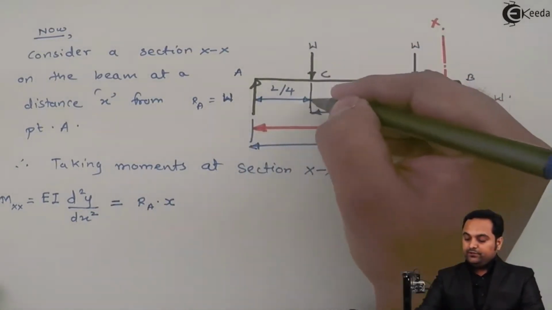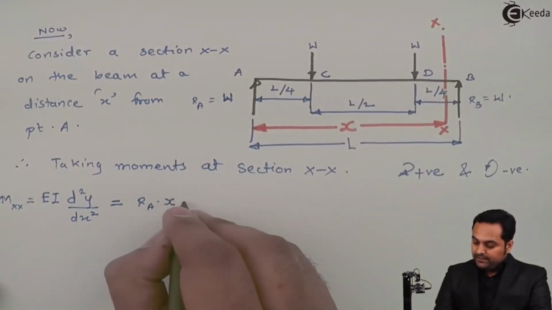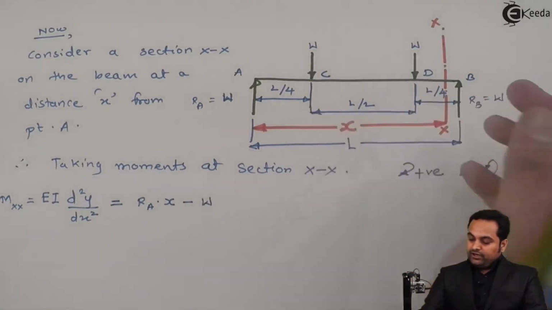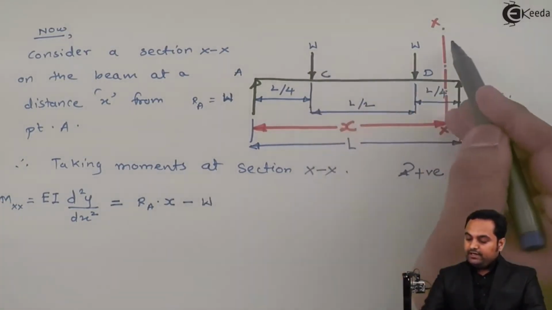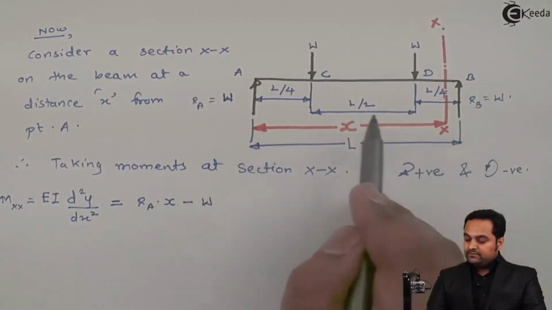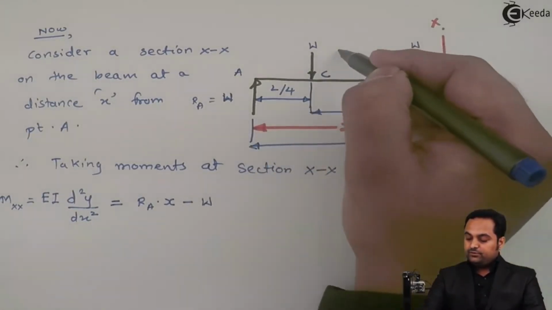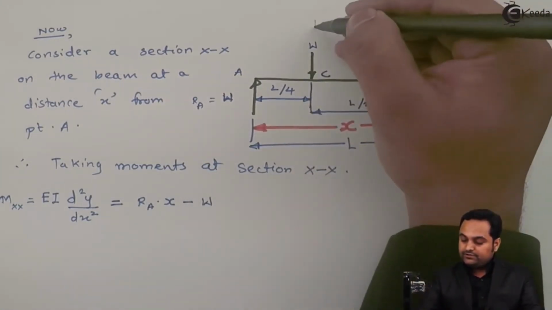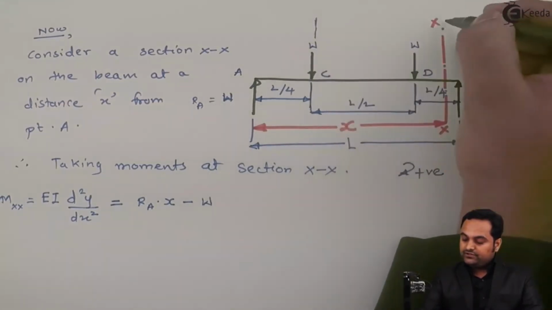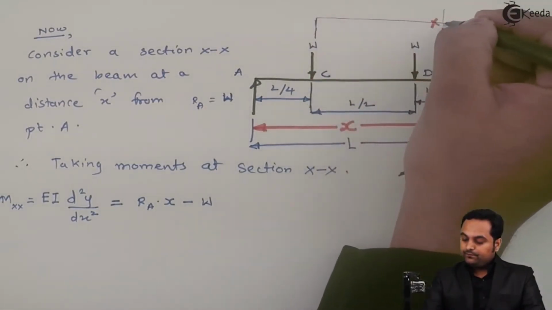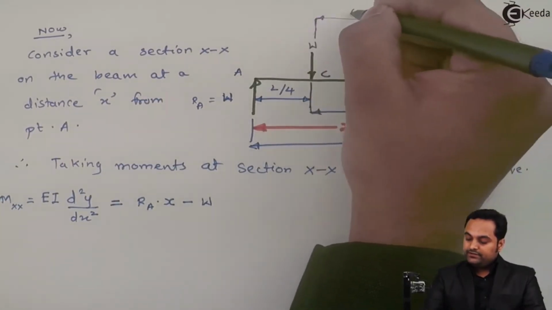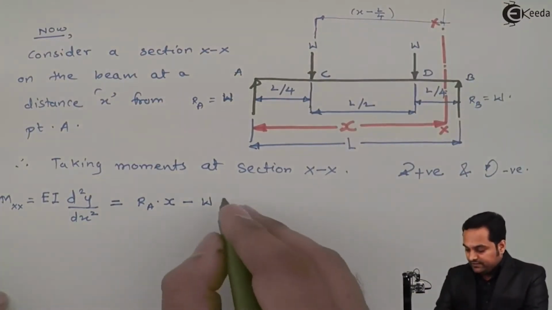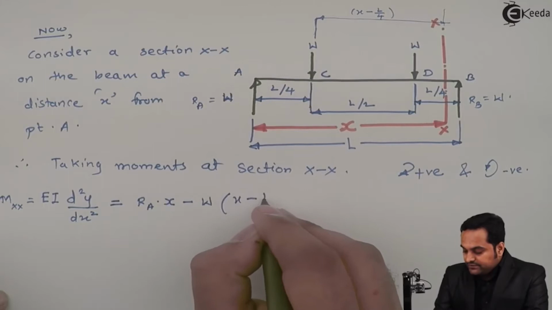Next, this W will produce anti-clockwise moment. So minus W into, now I want the distance between this load W and section XX. So it will be x minus L by 4. That is the total distance from W up till the section. That is, I want the distance from this load up to the section, and it is x minus L by 4. So here we have minus W into x minus L by 4.